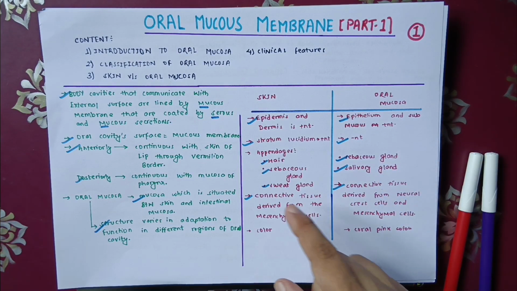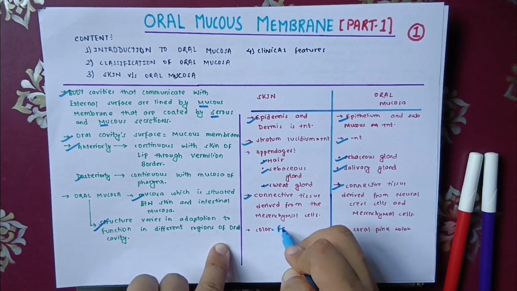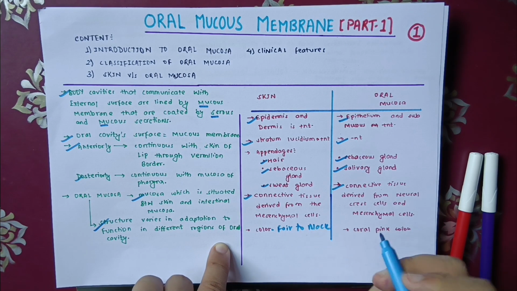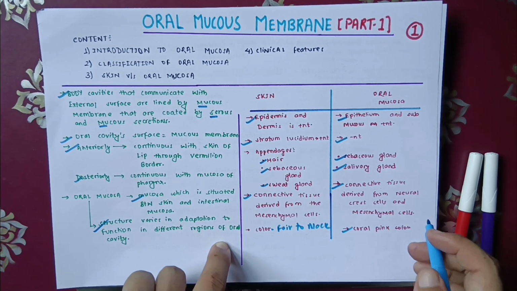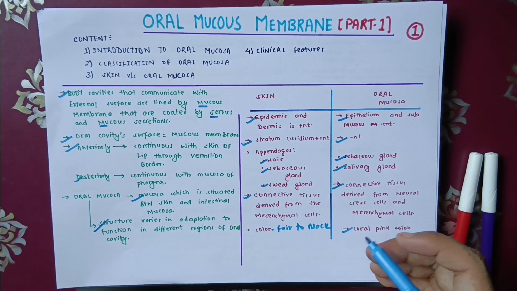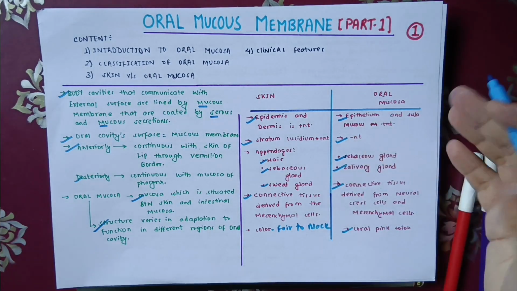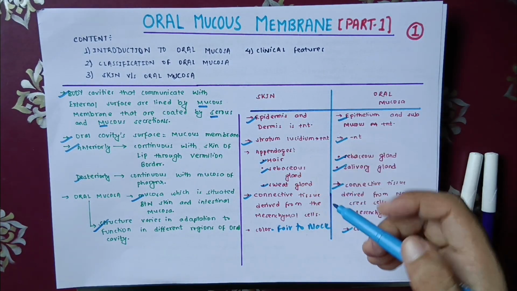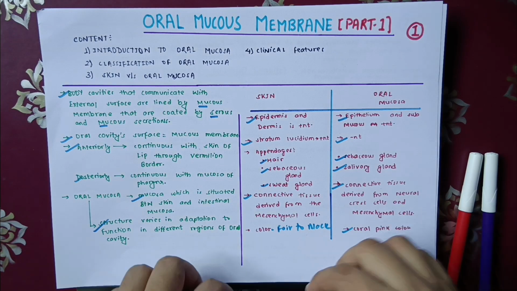And the color of the skin can be fair to black. And the color of the oral mucosa is mostly coral pink, and also it can be a little bit darker. So there is a variety of color present in the oral mucosa and the skin. So you should just learn these differences.